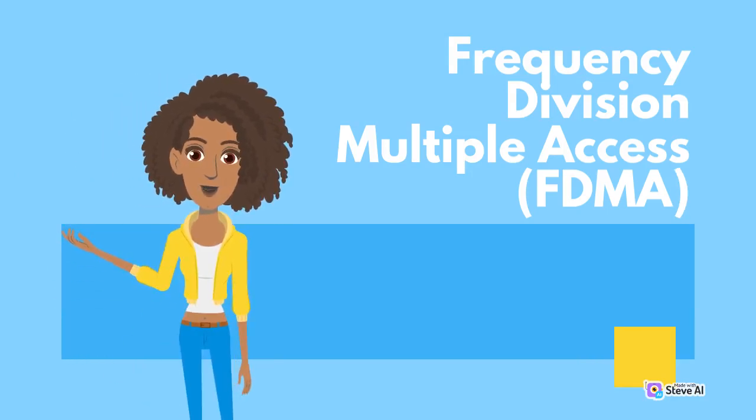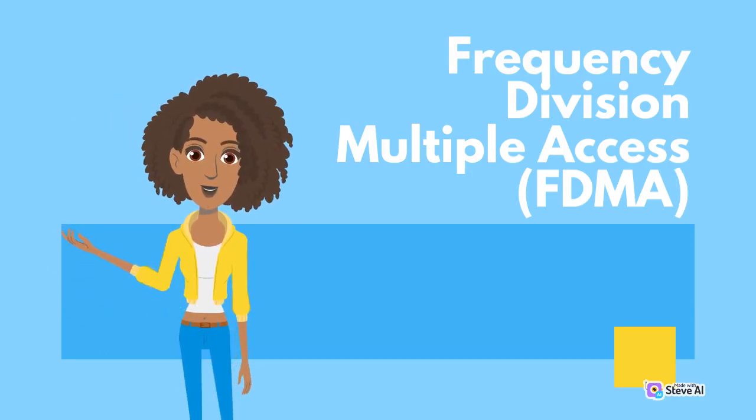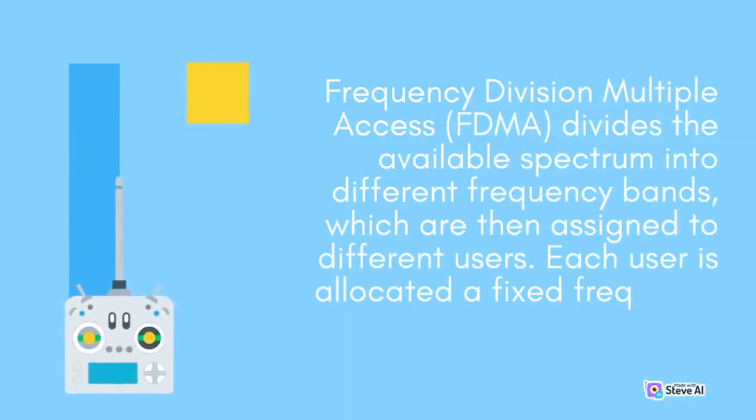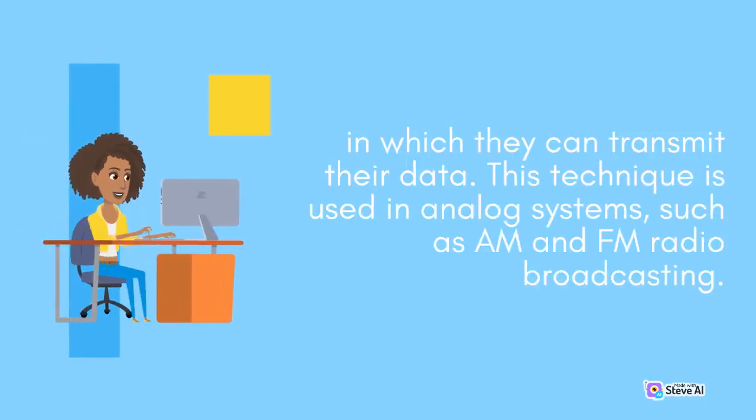Frequency division multiple access, FDMA. Frequency division multiple access divides the available spectrum into different frequency bands, which are then assigned to different users. Each user is allocated a fixed frequency bandwidth in which they can transmit their data. This technique is used in analog systems, such as AM and FM radio broadcasting.